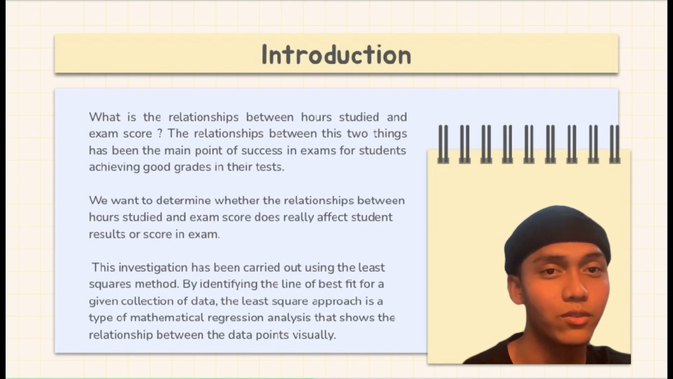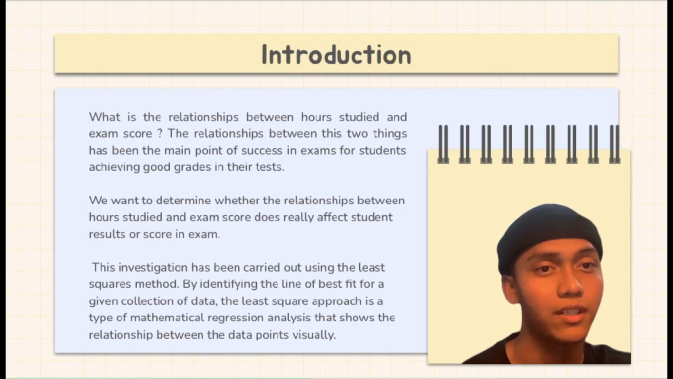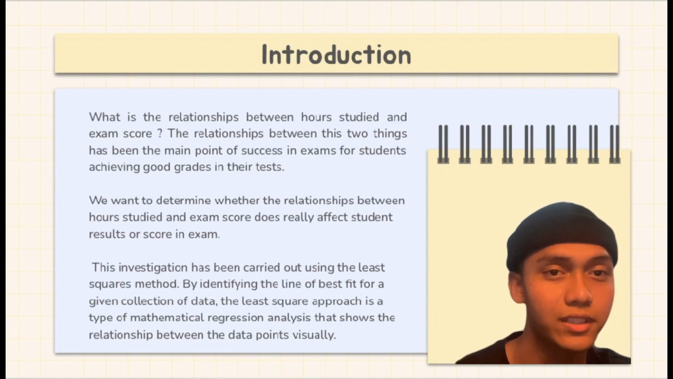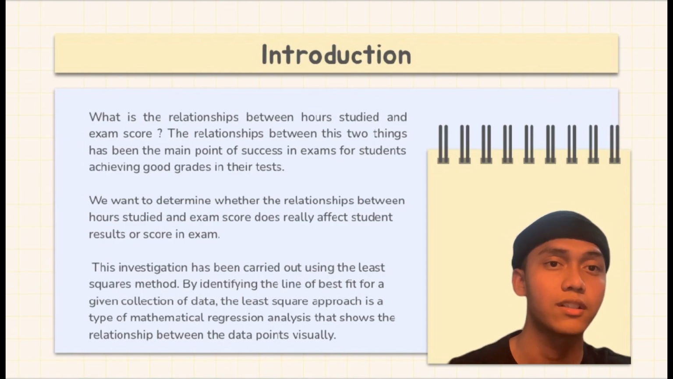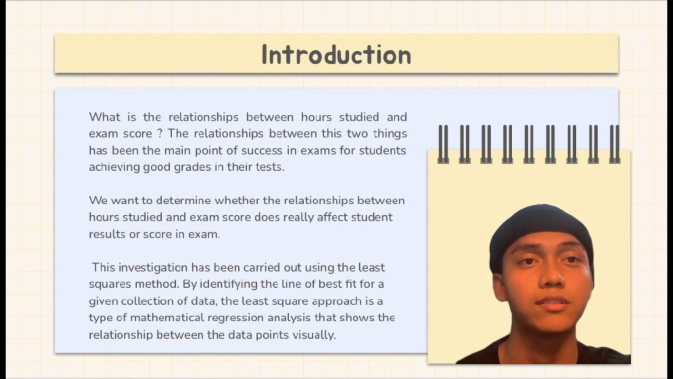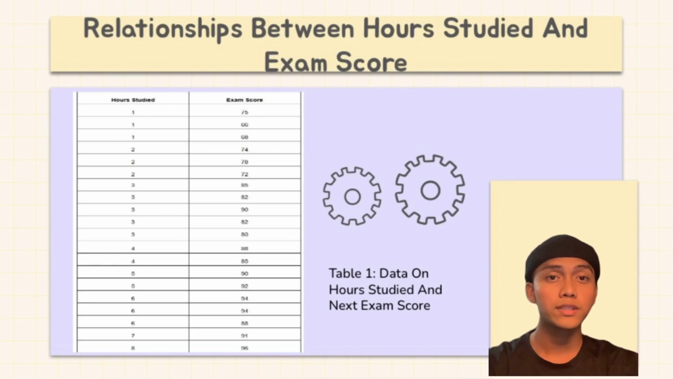By using this method, we can identify the best fit line for a given collection of data. The least square method approach is a type of mathematical regression analysis that shows the relationship between the data points visually. The table shown is the data set on our study and exam score.